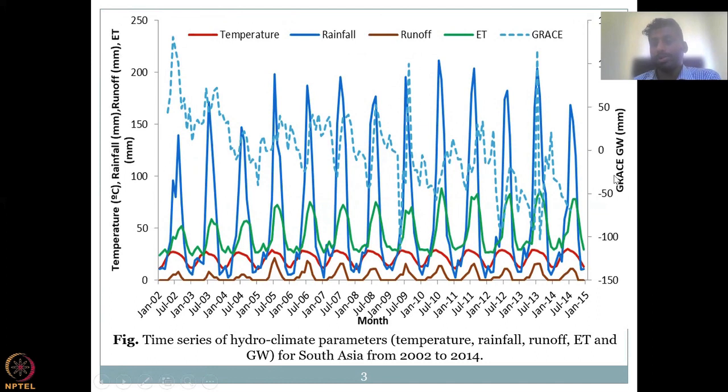your right axis showing the groundwater, all in similar units to be compared, millimeters for water and temperature in degrees centigrade. So you do see that the dashed line, which is groundwater, has been coming down from Jan 02 to Jan 15. You see that the groundwater has been decreasing on average. However, your rainfall doesn't show that trend, which means your rainfall is not decreasing. Your temperature and runoff are almost the same. It is cyclic and it is almost the same. However, your ET has been increasing.